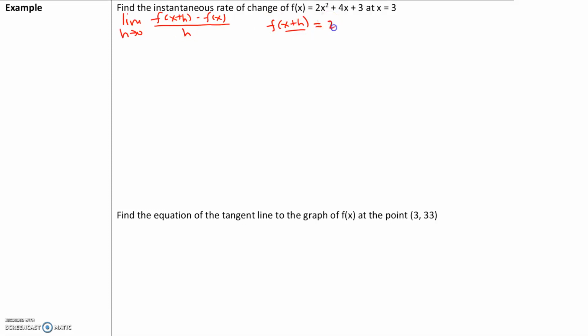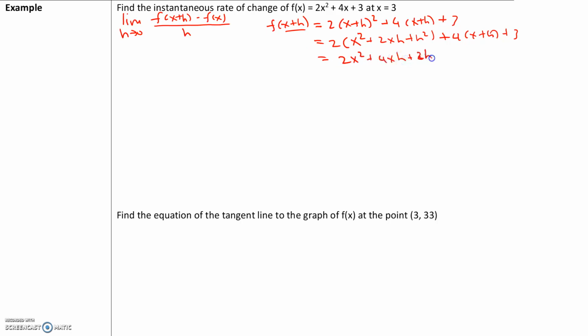So if our input is x plus h, that means we're going to have 2 times (x plus h) to the second power plus 4 times (x plus h) plus 3. So this is 2 times (x squared plus 2xh plus h squared) plus 4 times (x plus h) plus 3. Distribute, we got 2x squared plus 4xh plus 2h squared plus 4x plus 4h plus 3. Okay, so we distribute all of this, distribute the 4, and that's going to be f of x plus h. Now let's take this and plug it into our formula.